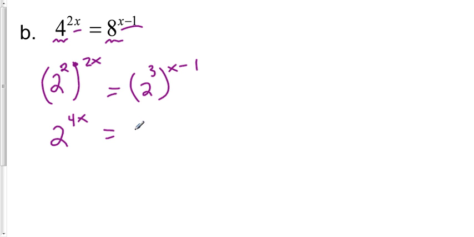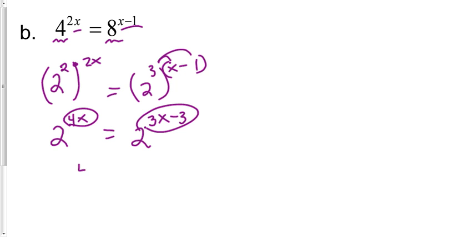And on the right side, I've got a base of 2, and if I distribute the 3 here, you have a power of 3x minus 3. We're going to multiply the exponents, so we need to distribute 3x minus 3. Okay, now we're set up to solve the equation. Both of them have a base of 2, so you can set the powers equal. 4x has to equal 3x minus 3. And if we take away 3x on each side, we get our answer, x equals -3.